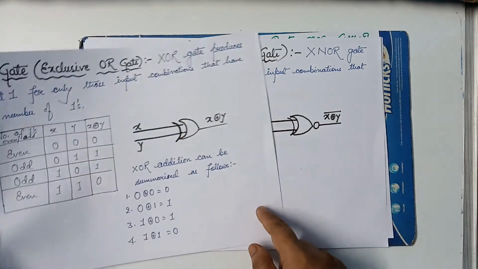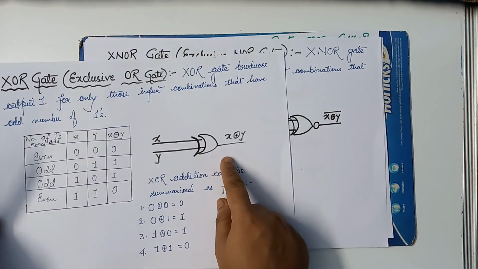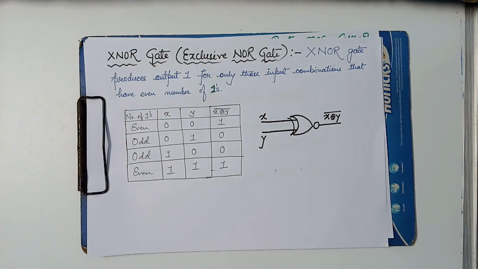If you compare the diagram also, here the NOT gate is not added to the XOR gate, but if you add the NOT gate, it will become what? The exclusive NOR gate. That's all for this video. In the next video, we will talk about the universal gates.